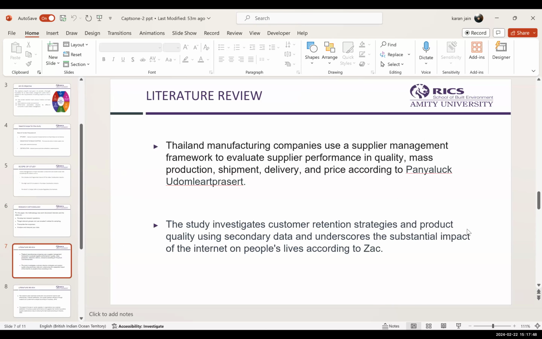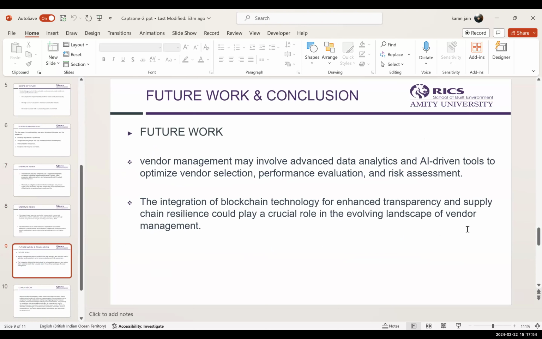These are some of the literature reviews, the references I've taken. Future work: vendor procurement may involve advanced data analytics and AI-driven tools to optimize vendor selection, performance evaluation, and risk assessment. Second is the integration of blockchain technology for enhanced transparency and supply chain resilience, which could play a crucial role in the evolving landscape of vendor management.